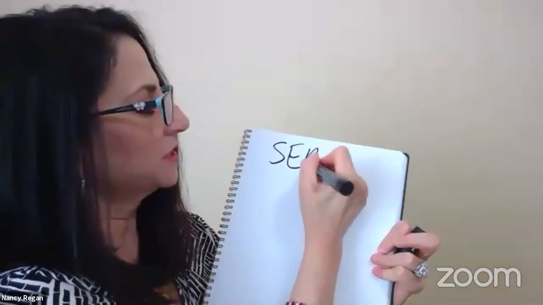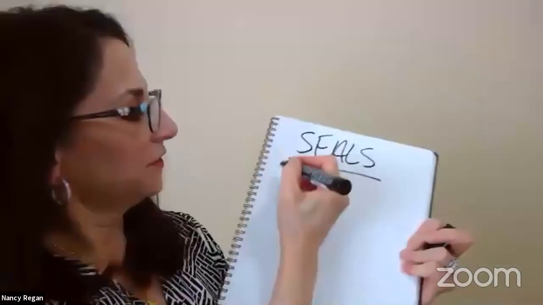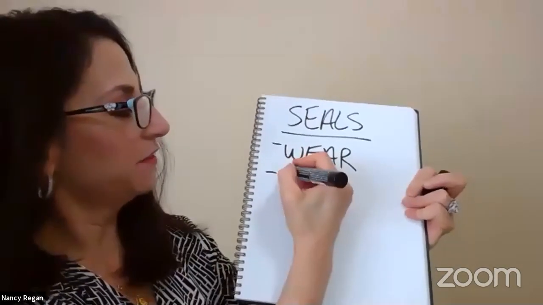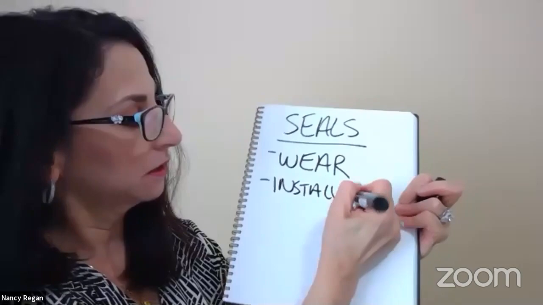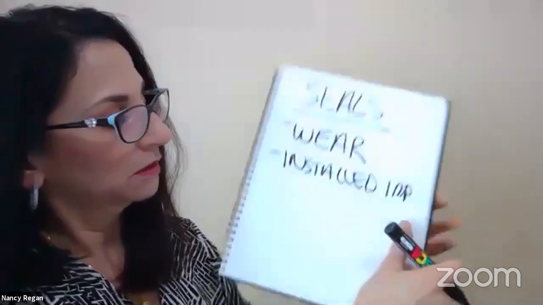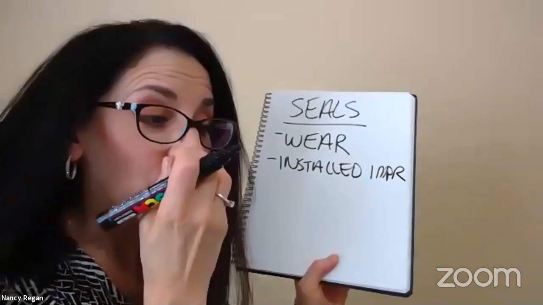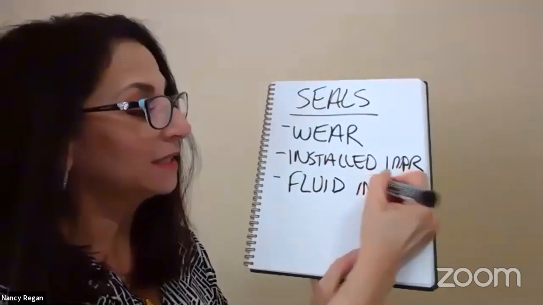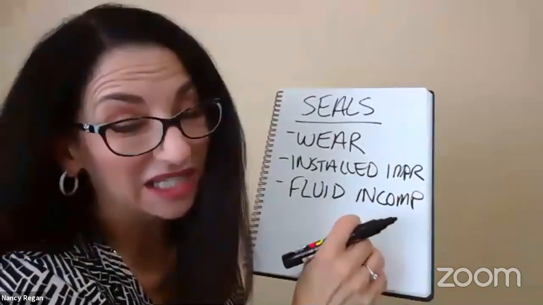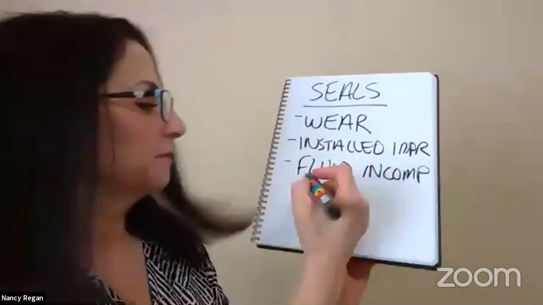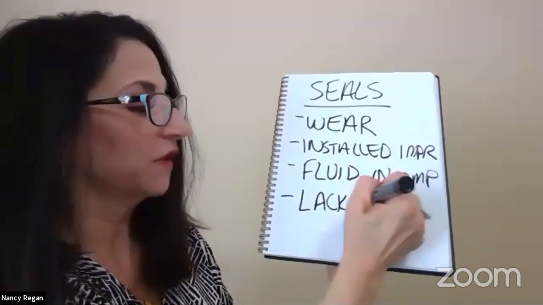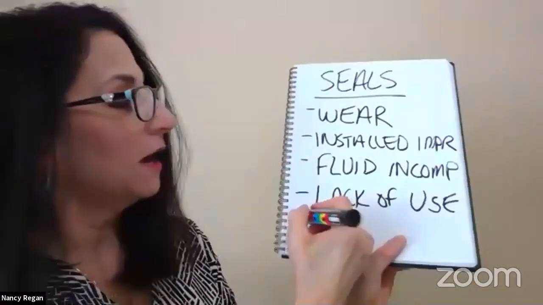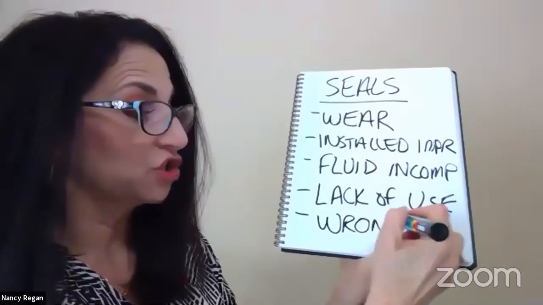When it comes to seals, right? Well, we know that seals wear due to normal use. Maybe they're installed improperly. Maybe they fail because of fluid incompatibility, right? Maybe we're using a seal in a way that we shouldn't be using it. Maybe it fails because of lack of use, right? And then it dries up and it leaks. Maybe the wrong seal is installed.